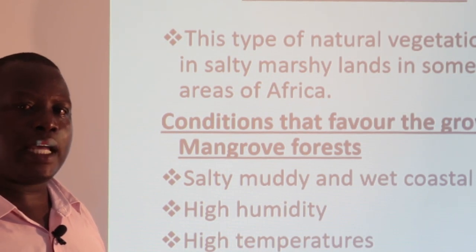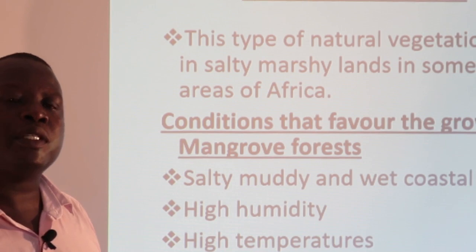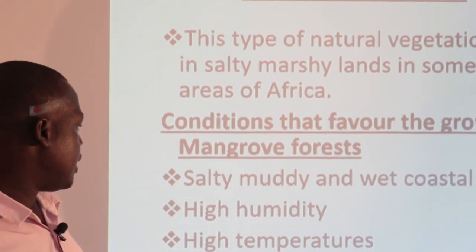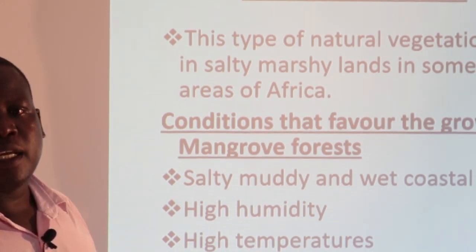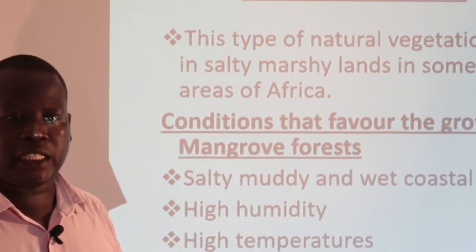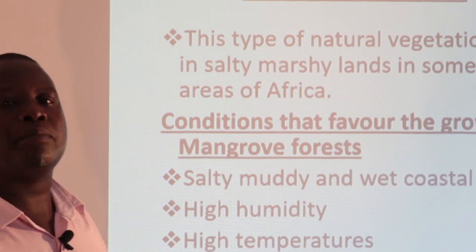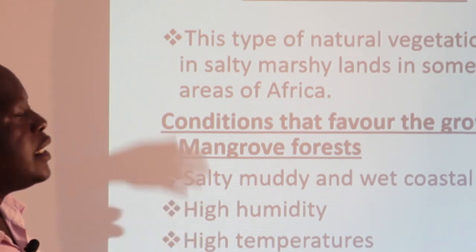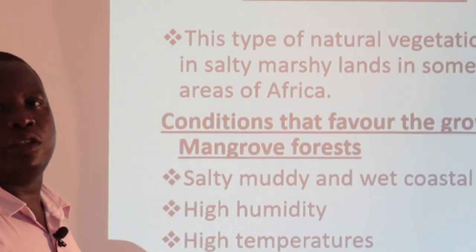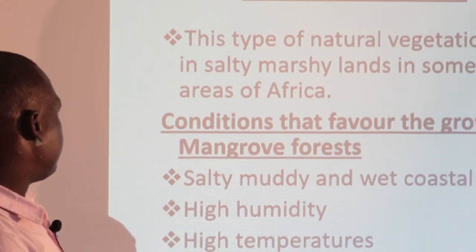Remember that the coastal areas are at a low altitude. Therefore, their temperatures are always very high. Last year, there was a question asking why the coastal areas have high temperatures. It simply meant they are at a low altitude. So those conditions are the ones that prevail in the coastal areas and favor the growth of mangrove vegetation, mangrove forest, or mangrove swamp vegetation.